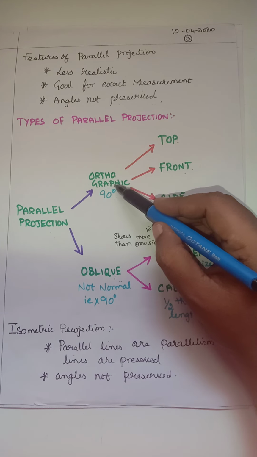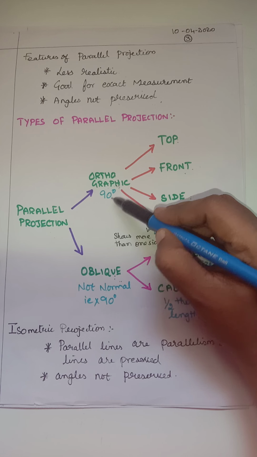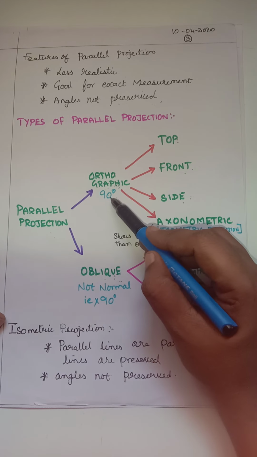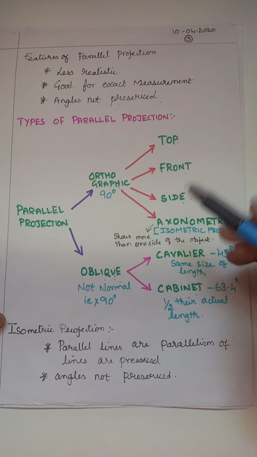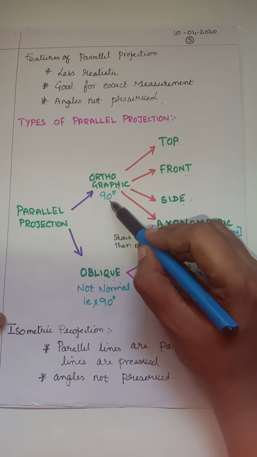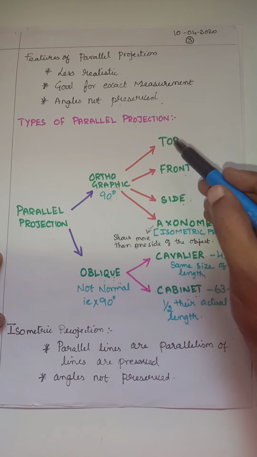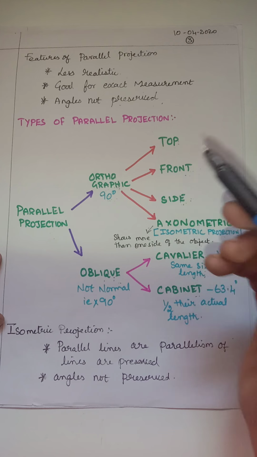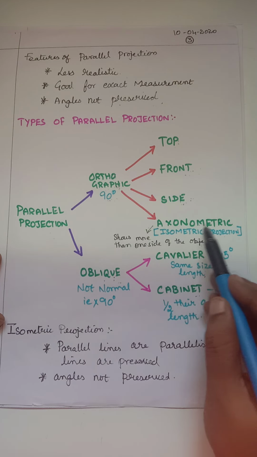In orthographic projection, the lines fall over the view plane exactly at 90 degrees, but in oblique projection it need not be 90 degrees, it may be any angle. In orthographic projection, we have more subdivisions called top view, front view, and side view. That is, by having a 90 degree view, we can see from the top, from the front, from the side. So top view, front and side view are orthographic projections. And it also includes axonometric projection.